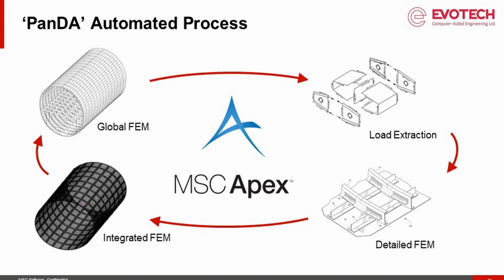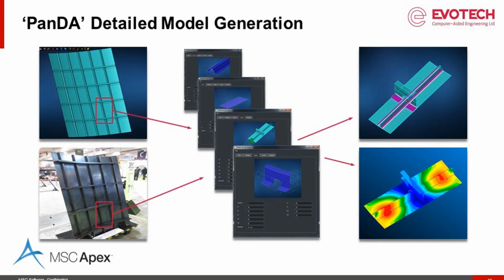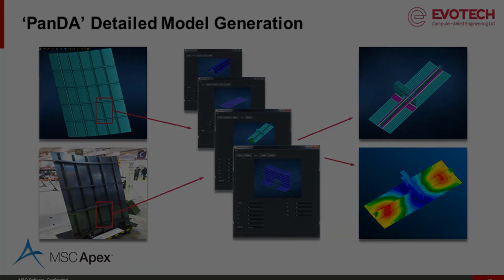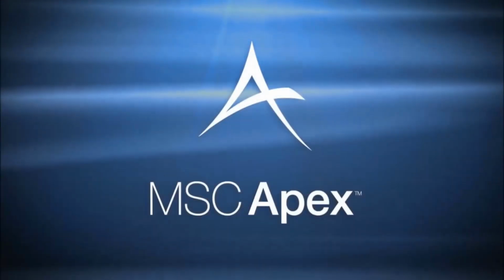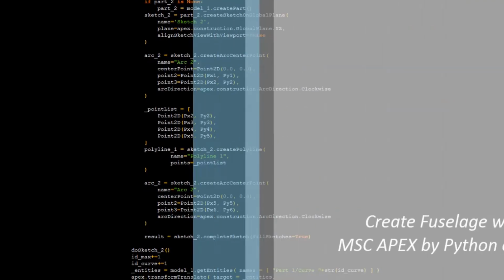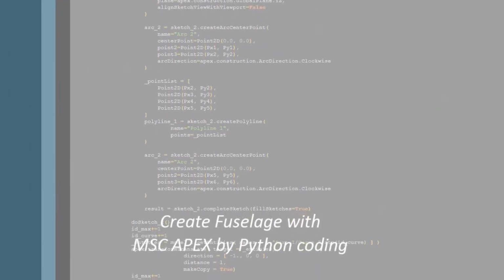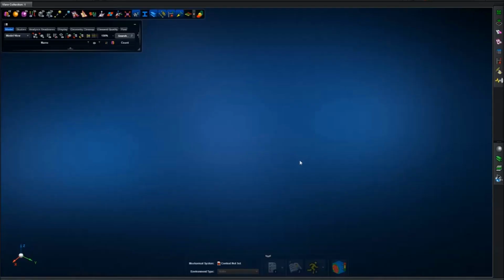What we do is effectively automate the global FEM through loads extraction, detailed FEM, and an integration back into the full model development. So we can see here we've got forms developed in Apex to parameterize the overall process, and then a short video which highlights some of the capability within Panda FEM. This is an animation created for marketing purposes.